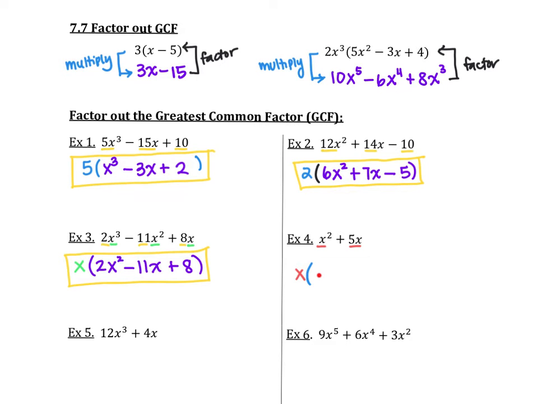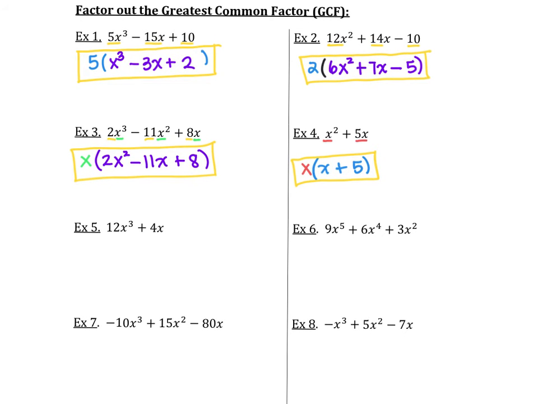x times something to give me x to the second. x times, I need another x to make x to the second. x times something to give me 5x. Well, I already have the x. I just need the 5. So x times 5 is 5x. Yes, that's factoring out the greatest common factor.